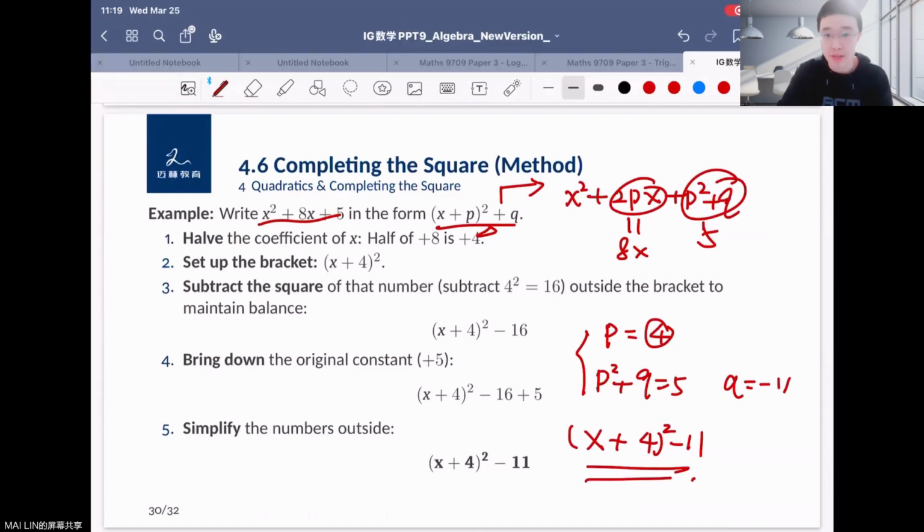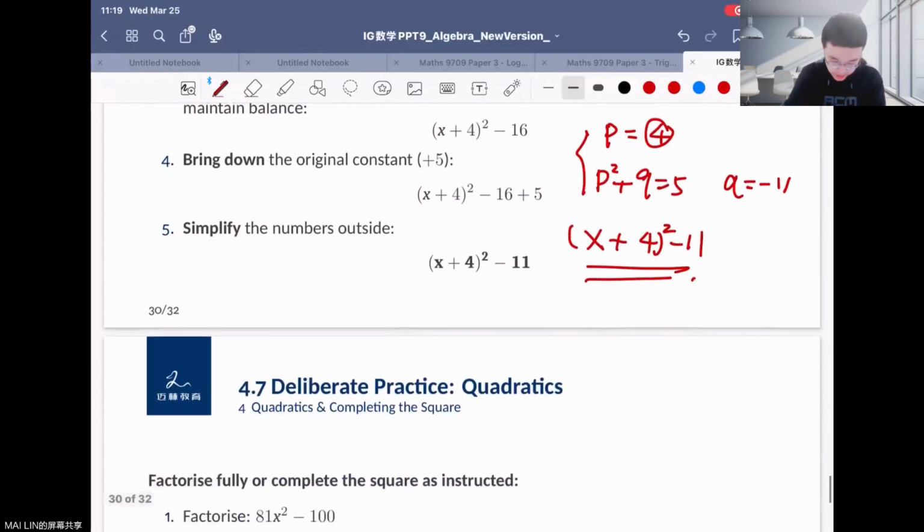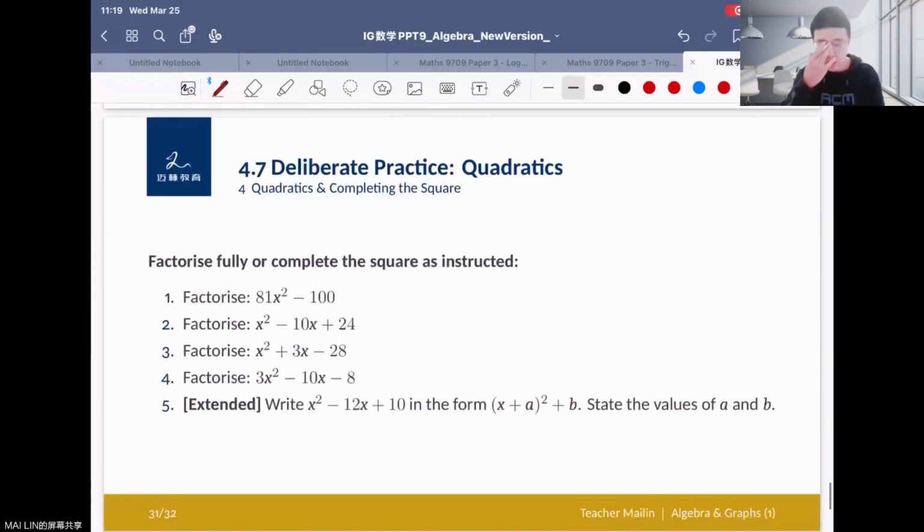That is very important for you to understand how to do. That is completing the square. I think it's very important, and I hope you can understand it. And here are also some deliberate practice problems for you, and I hope you can try to solve them.